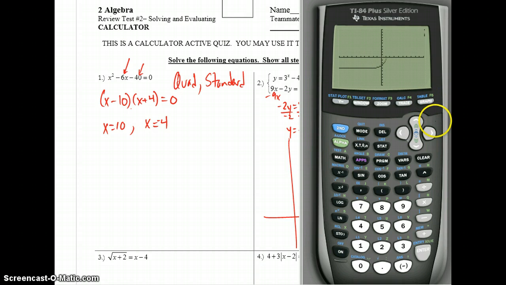This is our first equation, the one with the exponent, and our second equation, which should be a line. You can see that they cross 2 times. That means we're going to get 2 different answers.